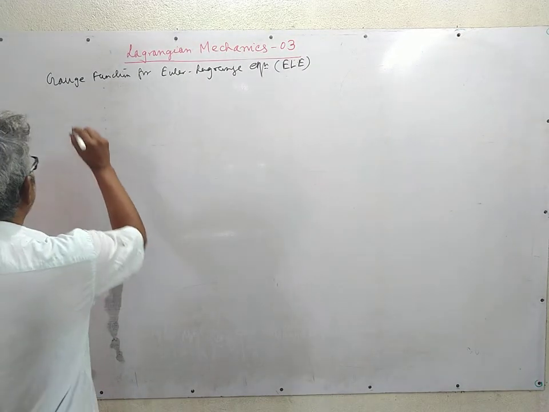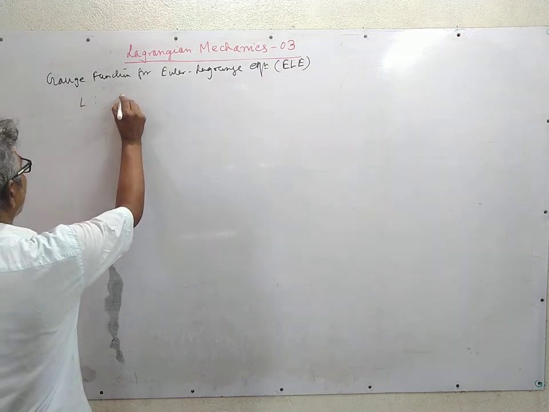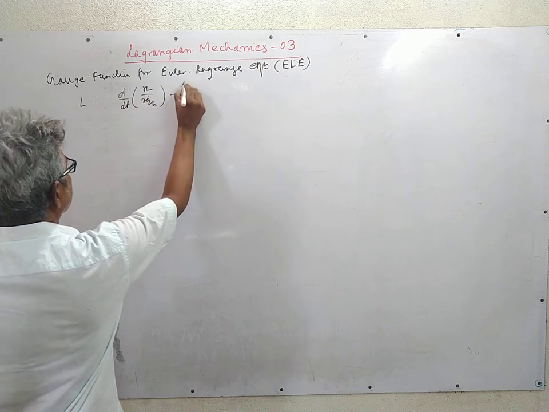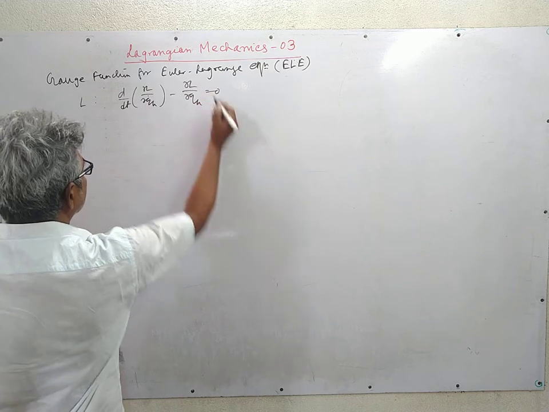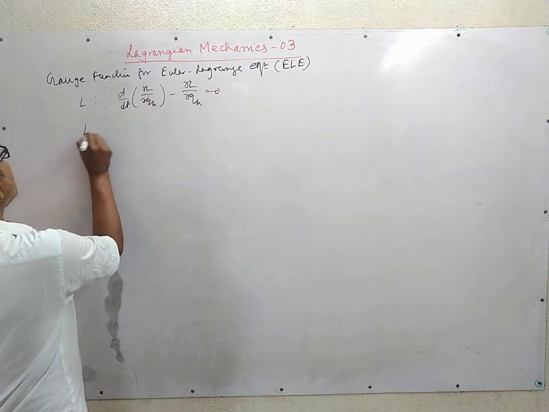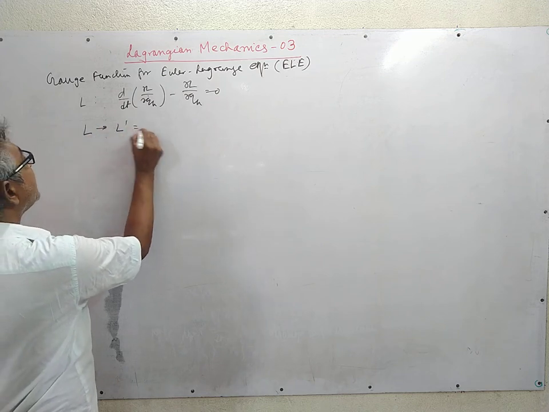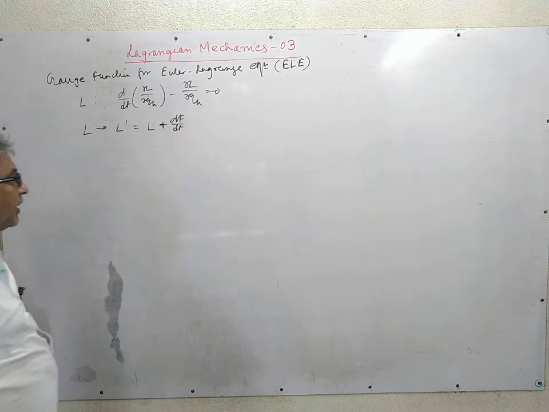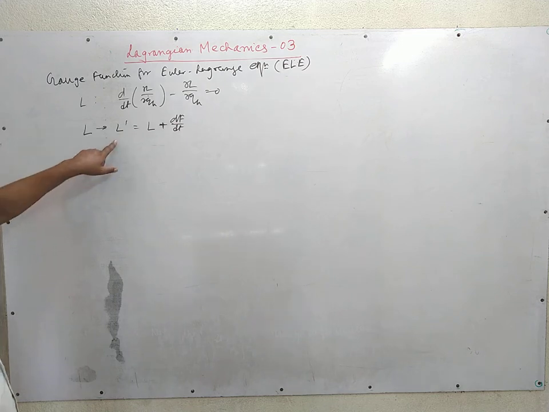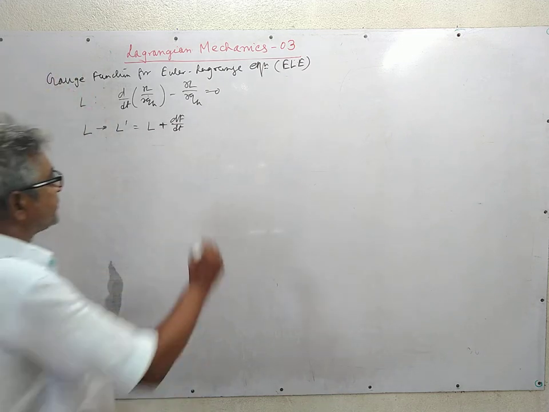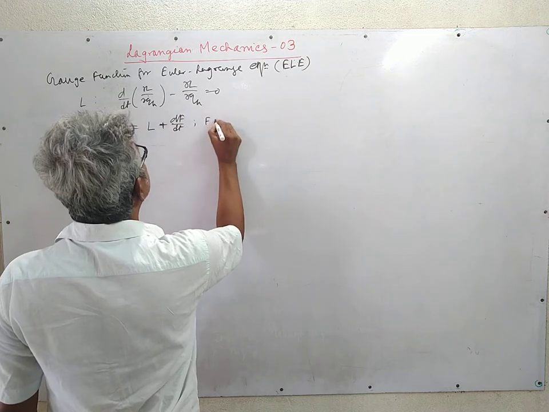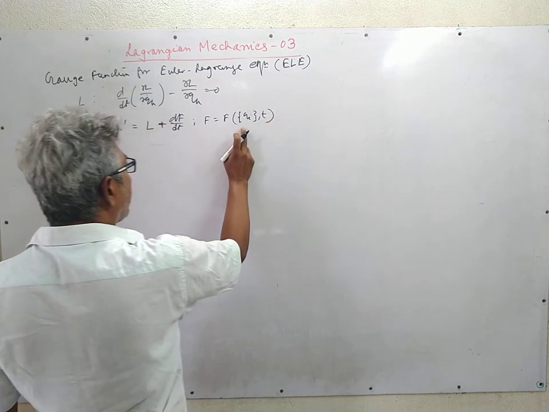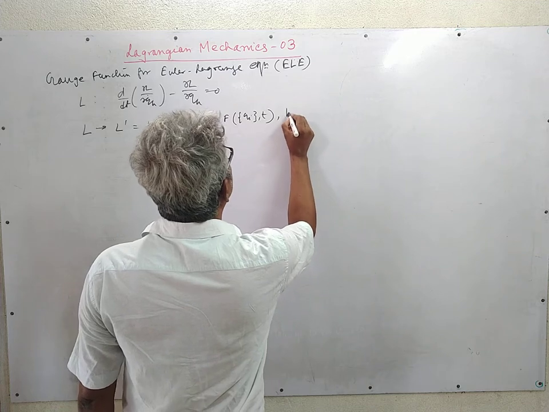So, we have a Lagrangian L which satisfies the Euler-Lagrange equation: d/dt of ∂L/∂q_k dot minus ∂L/∂q_k is equal to 0. Now, we change the Lagrangian L to L prime, which is equal to L plus df/dt. Our aim is to show that this L prime also satisfies the Euler-Lagrange equation, where f is a function of generalized coordinates and of time. It does not depend on generalized velocities.